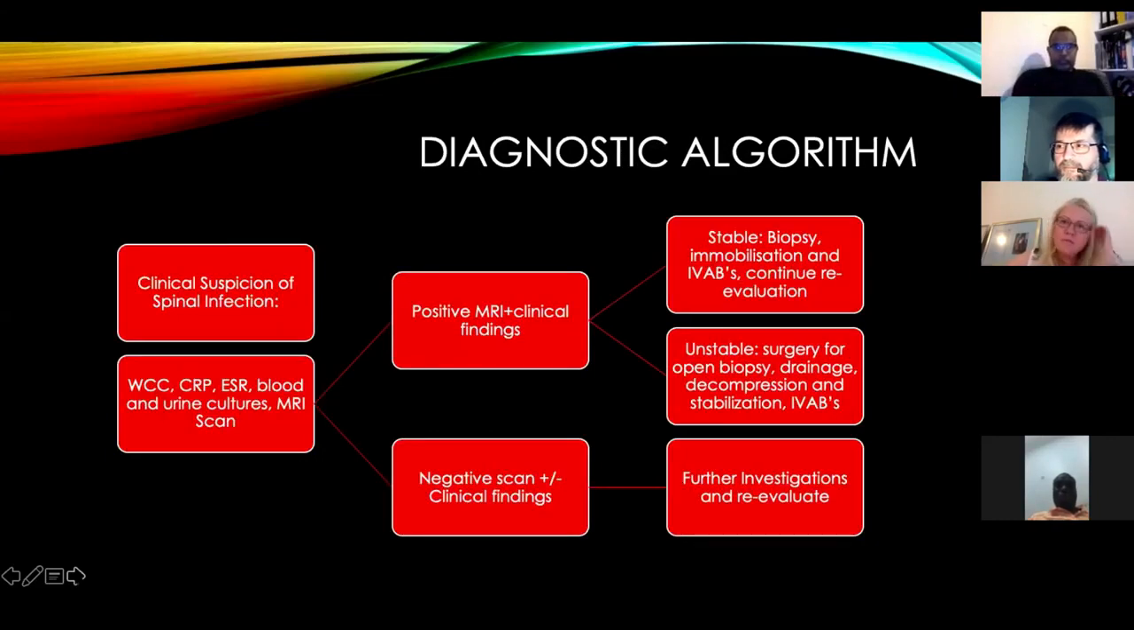So how are we going to make this diagnosis? Well, we've got to have a clinical suspicion based on our history and our examination findings. We're then going to do our preliminary investigations, including white cell count, CRP and ESR, 3 sets of blood cultures, urine cultures, and an MRI scan. Now, if we have positive MRI and positive clinical findings, then we have an option.